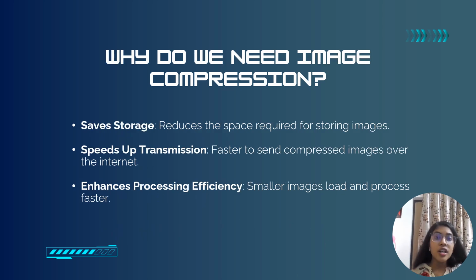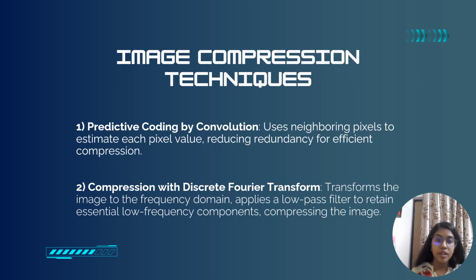Now, why do we need to perform image compression? Firstly, less storage space is required if the image is compressed. Also, it is easier to process images and transmit them over the internet if they are compressed. So, image compression techniques. In this presentation, I have covered mainly two kinds of image compression techniques. The first one involves convolution, and the second one involves performing Fourier transform and then applying a low pass filter. Now let's go through them one by one.